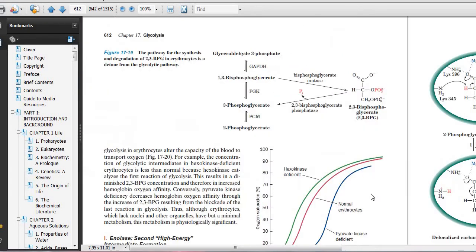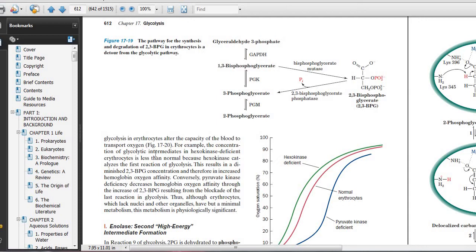BPG. So in case of a hexokinase deficient individual, a person that is deficient of hexokinase, which catalyzes the first reaction of glycolysis, the rate of synthesis of 2,3 BPG will be significantly lower, because the first reaction is not carried on at a significant rate, so the second reaction will not be carried on, the third reaction will not be carried on, and as a result the concentration of 2,3 BPG in those individuals is significantly less.